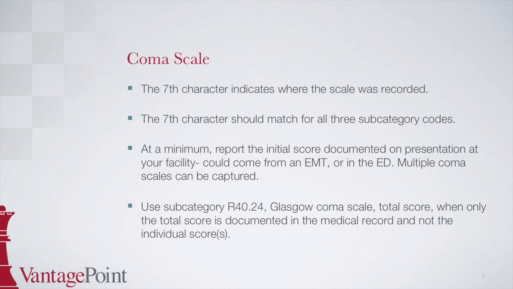Subcategory R40.24 is for the Glasgow Coma Scale or total score. This is only to be used when the total score is documented, and there is no mention of the 3 individual coma scales. There are 3 Glasgow Coma Scale ranges, score of 3 to 8, score of 9 to 12, and score of 13 to 15.